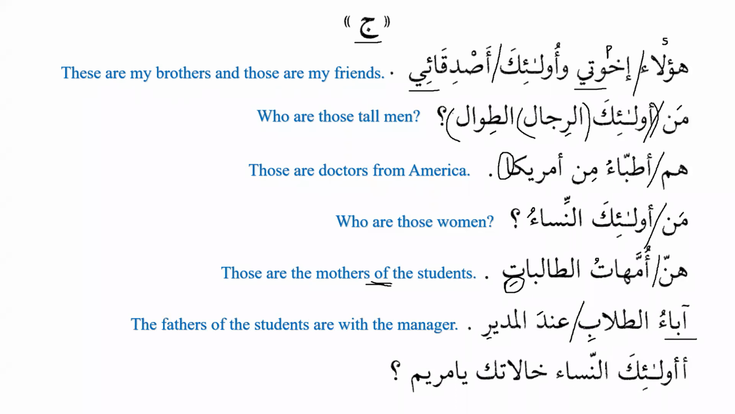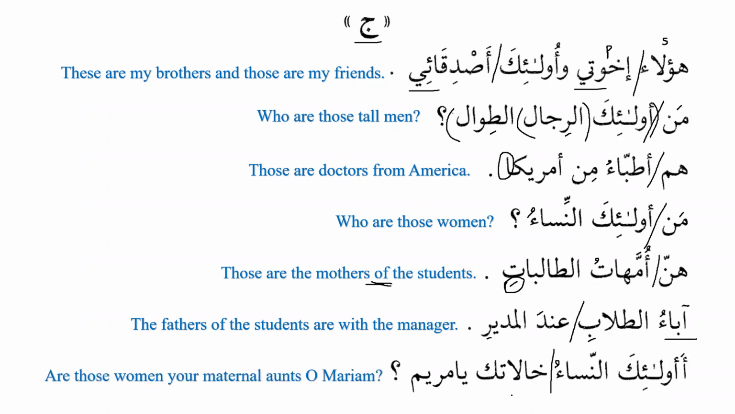أُولَٰئِكَ النِّسَاءُ خَالَاتُكَ يَا مَرْيَمُ. Now, أُولَٰئِكَ النِّسَاءُ, as we can see, is basically a demonstrative phrase, ishara and musharun ilayhi, and as we know, this is hamzatul istifham, and it is used to ask a question. Are those women your maternal aunts, O Maryam?